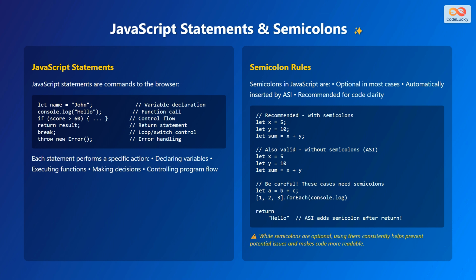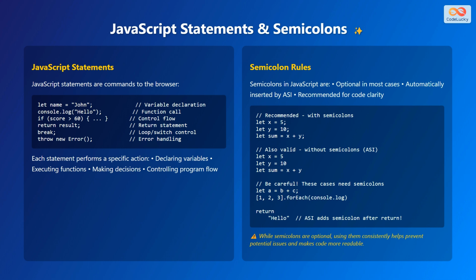Let's delve into JavaScript statements and semicolons. JavaScript statements are commands to the browser. Each statement performs a specific action, such as declaring variables, executing functions, making decisions, and controlling program flow. Semicolons in JavaScript are optional in most cases and are automatically inserted by a process called automatic semicolon insertion, or ASI. However, using semicolons is highly recommended for code clarity.